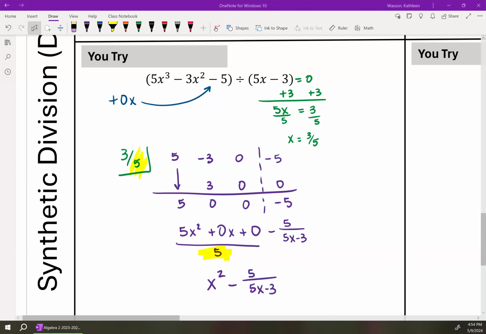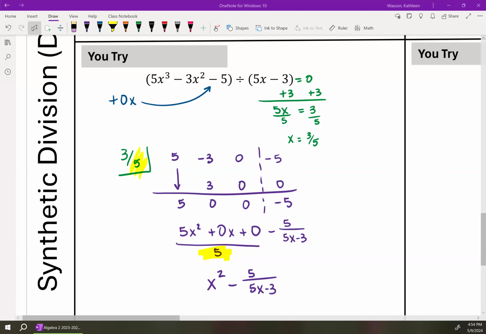I've worked this one out. You are missing an x term, so I put in 0 for a placeholder. I solved 5x minus 3 equal to 0 and found that x is equal to 3 over 5. I wrote in my coefficients and my constant for the polynomial I'm dividing. I have 5, negative 3, 0, negative 5, and followed through the same process that I've explained a couple times.